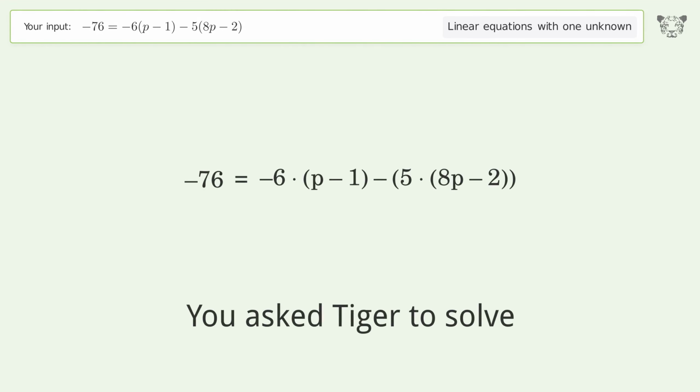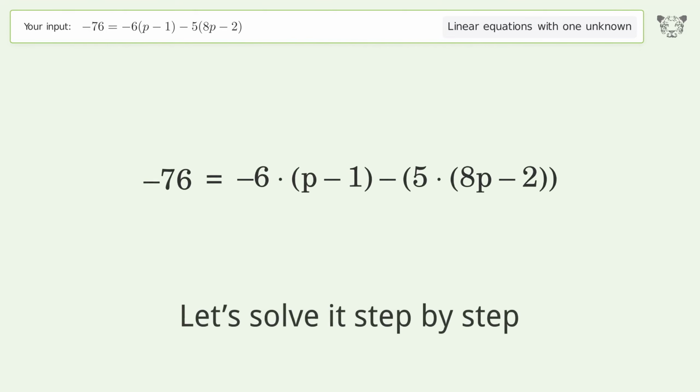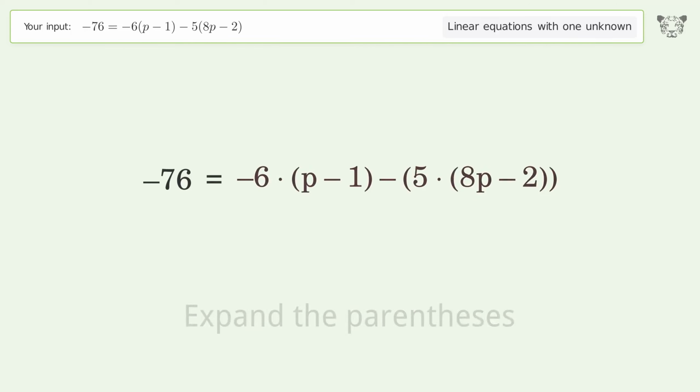You ask Tiger to solve. This deals with linear equations with one unknown. The final result is p=2. Let's solve it step by step. Simplify the expression. Expand the parentheses.